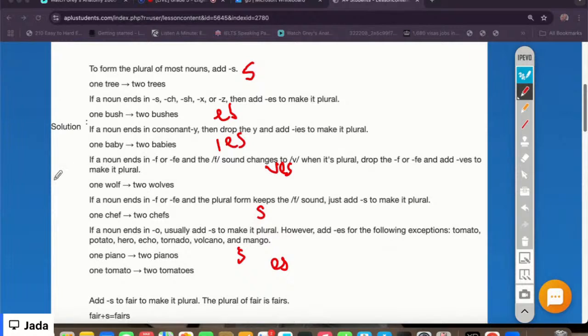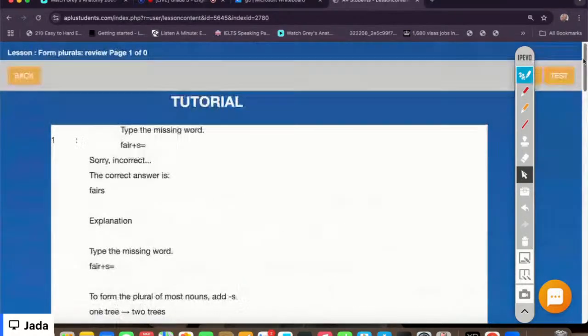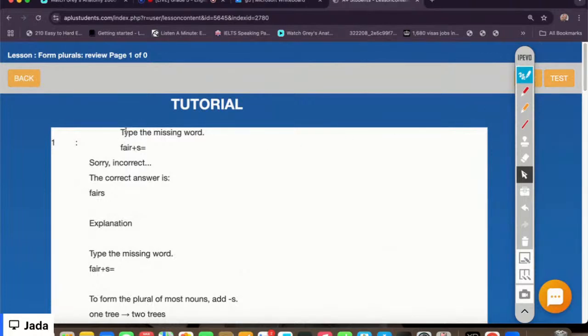so you just have to take note of all this. All right, so if it ends with S, CH, SH, X, or Z, you would add ES. Okay, all right, so let's look at some of the examples. So type the missing word. Fair will be what? Fairs. Okay.